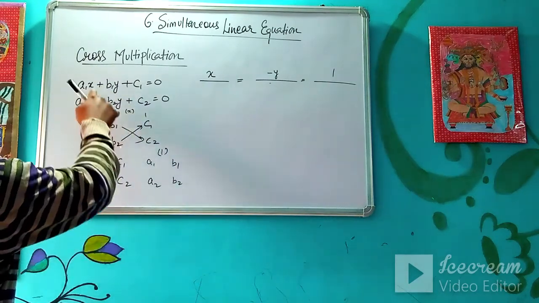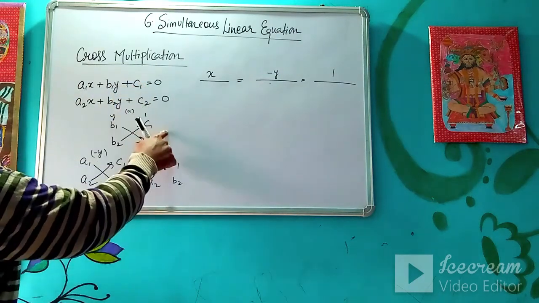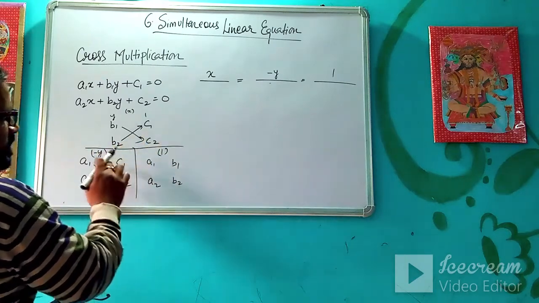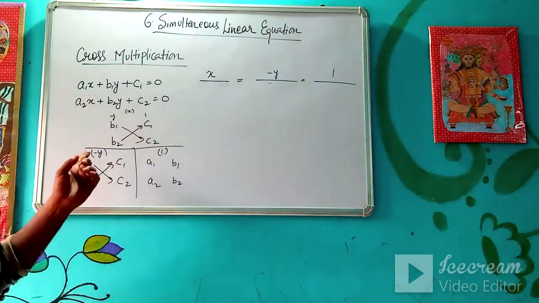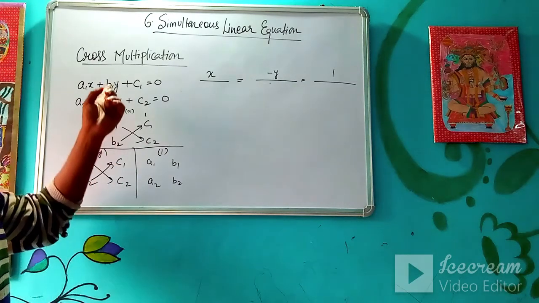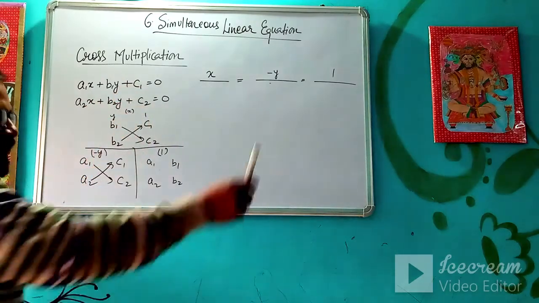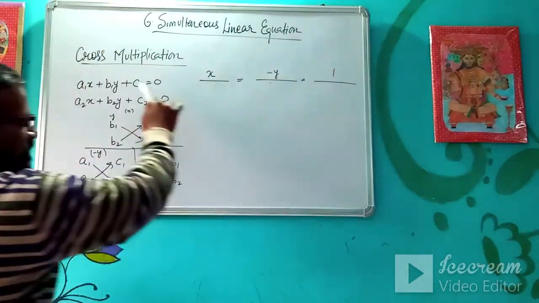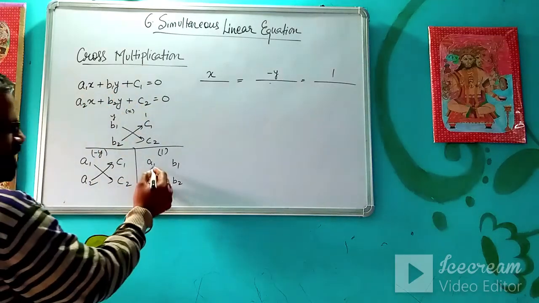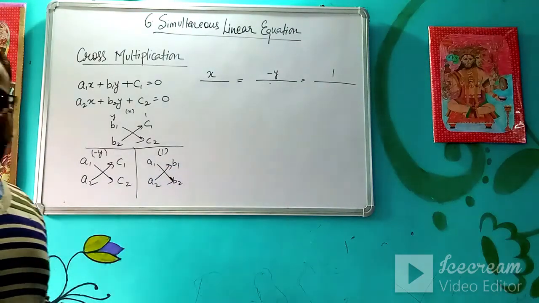Now, for finding the coefficient of x, I have written the coefficients of y and the constant separately. Then for calculating minus y, I have written the coefficients of x and the constant. Then for finding the value of the constant term, I have written the coefficient of x and coefficient of y. And this is how I am going to do the multiplication from left to right.